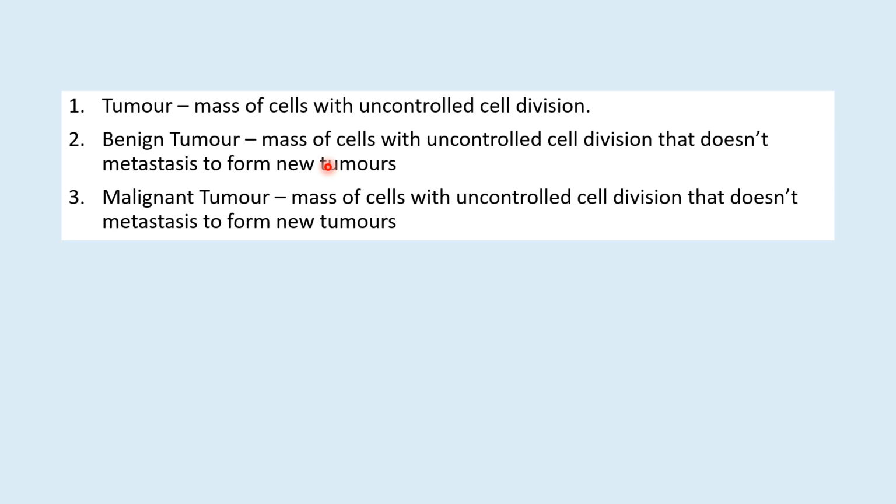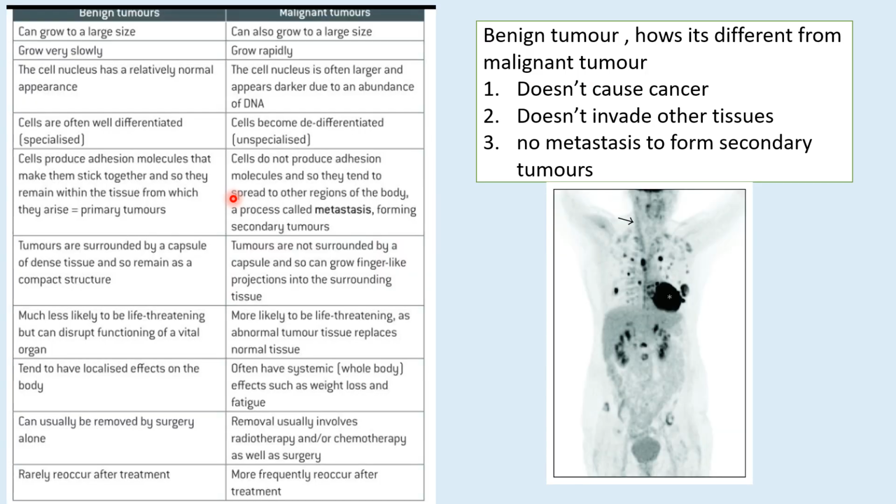Malignant tumor does. So everything remains the same in the definition, a mass of cells with uncontrolled cell division, but this time the difference is that it does metastasize to form new tumors. So malignant tumors do move around and spread around to form secondary new tumors.